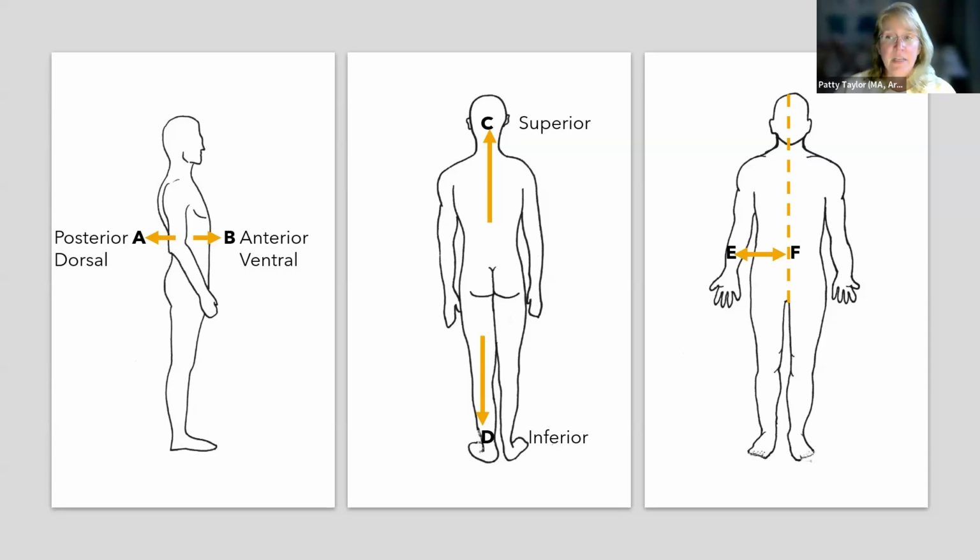Now, looking at letters E and F, notice that as we move toward the midline, that would be letter F, and we move away from the midline, that would be letter E. So medial is toward the midline, that's F. Lateral is toward the sides of your body, that would be letter E.